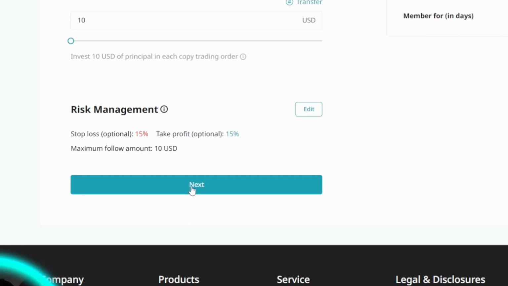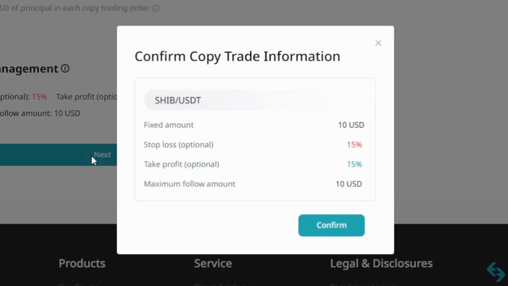Then from here, we're going to go ahead and click this icon that says next, and it's going to confirm the copy trade information that I just put, that I'm following this trader on SHIB. That's the only pairing I chose. The fixed amount per trade is $10. My stop loss and my take profit are both set at 15%. And the maximum amount I'm ever willing to follow this person at one time is also $10. I'm going to go ahead and click confirm.